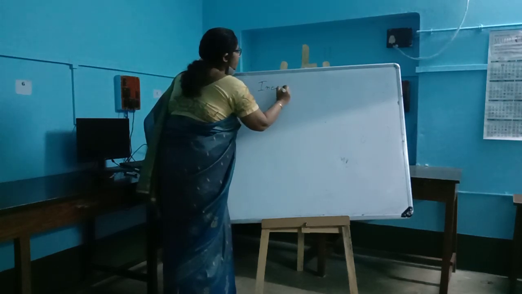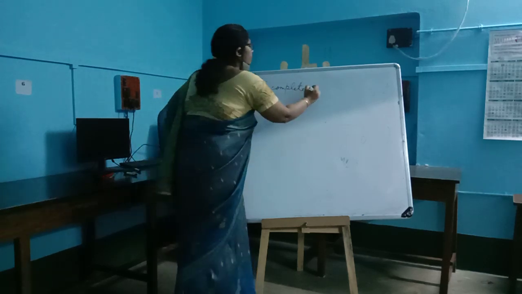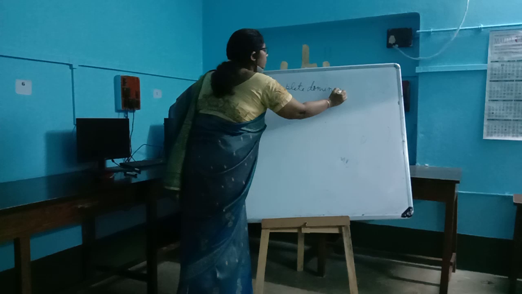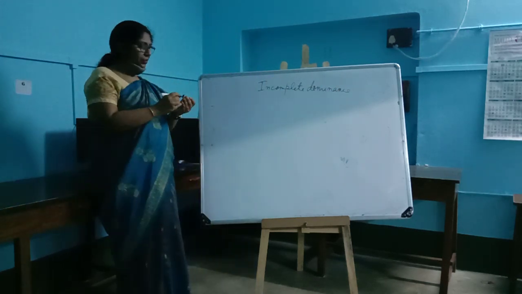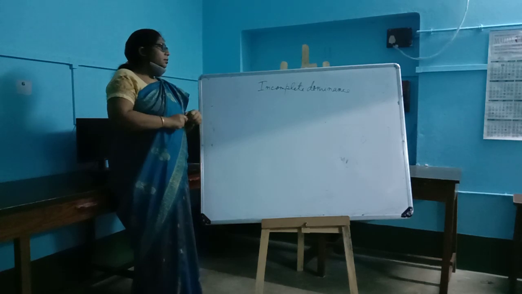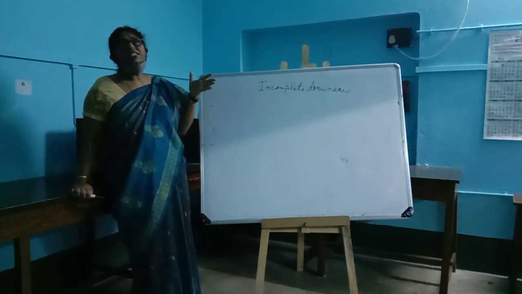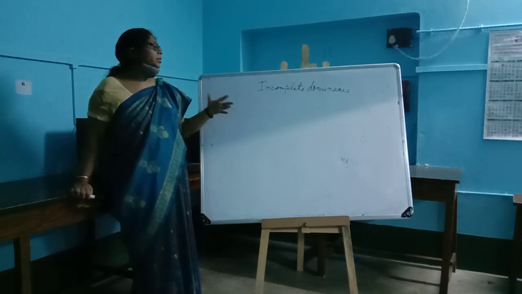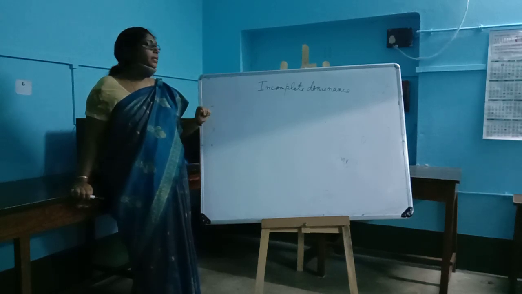Incomplete dominance. In this cross, we will see that when the condition is heterozygous, then the particular character becomes intermediate between the dominant character and the recessive character. I can explain with an example.